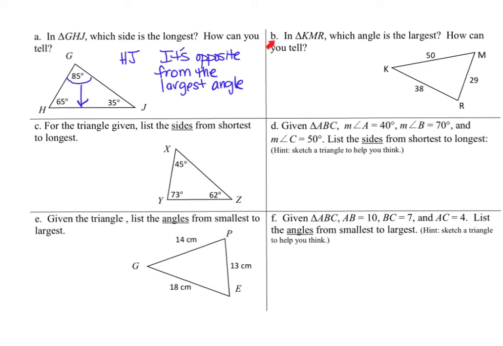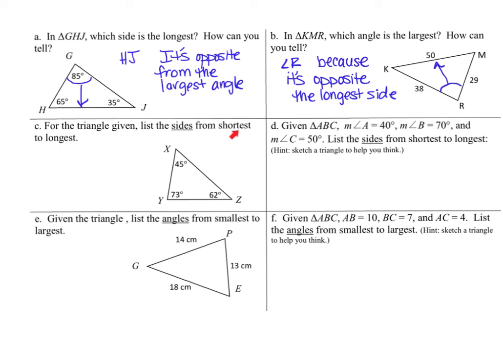Now let's take a look at letter B. In triangle KMR, which angle is the largest? How can you tell? Angle R is going to be the largest of the angles because it is opposite the longest side. For letter C, we're going to list the sides from shortest to longest.